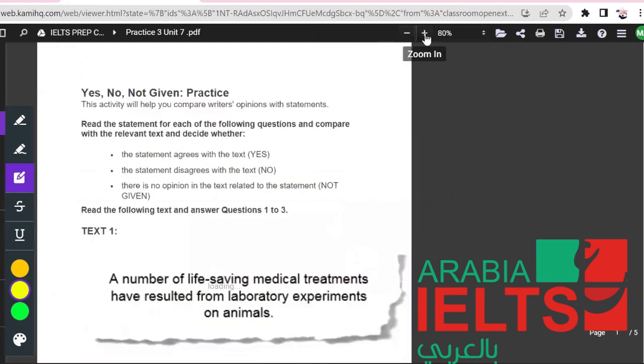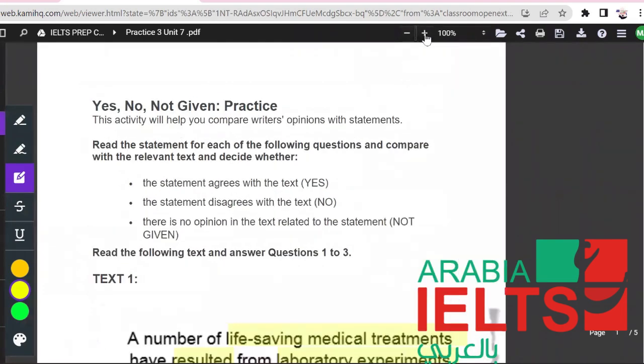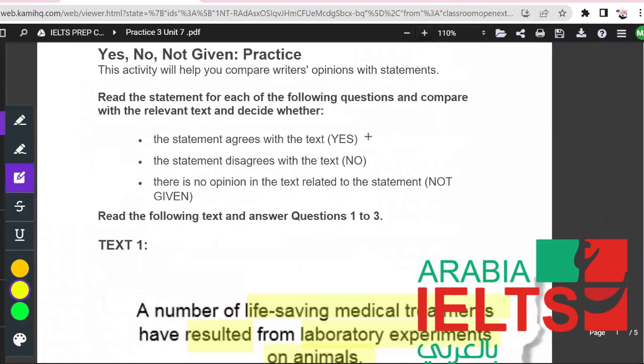In this skill practice, it is going to be different from the one we did with true, false, not given. As I said, if the statement does agree, you say yes. If it does not agree with the opinion of the writer, then we say no. If the opinion is not related at all, we say not given. It's not even related.